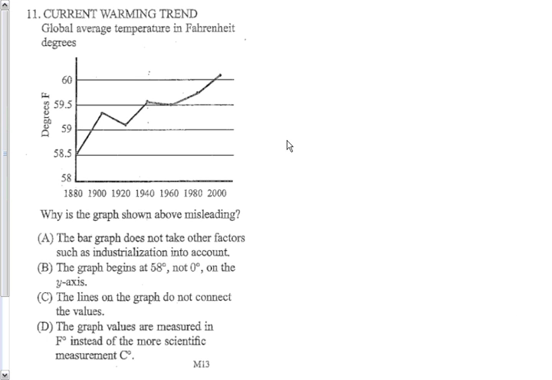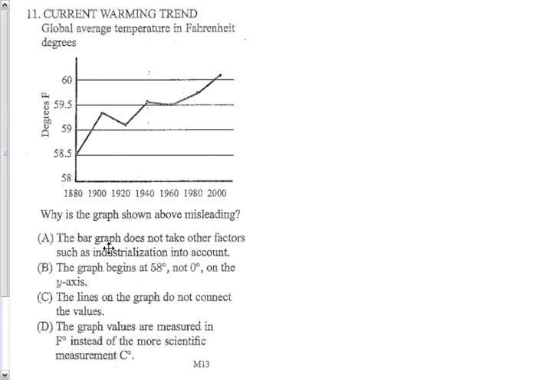All right, question number 11 here is a data interpretation question from a graph. In the graph is current warming trends, global average temperatures in Fahrenheit. We see the years starting here at 1880 and going to the year 2000, degrees in Fahrenheit going up this side. And then it asks us, why is the graph shown above misleading?